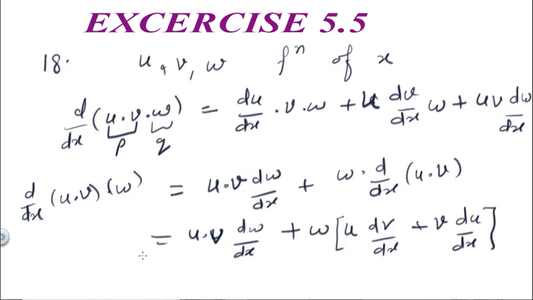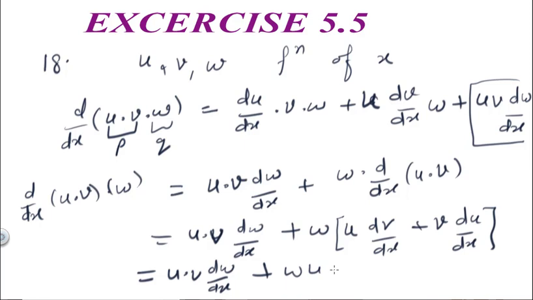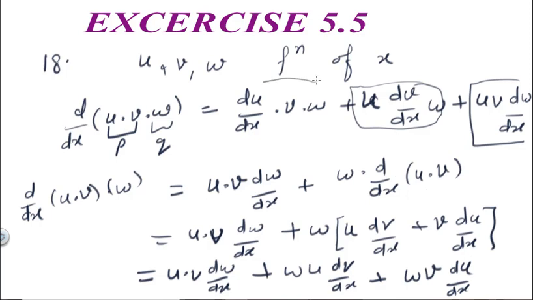Now when you multiply, you get u dot v dw by dx. You can see this is the third term in the proof that we have to give, plus w u dv by dx. You can see this is also there here, right? And the third term we have is w v du by dx, which is the first term here. So we have proved that the differentiation of u dot v dot w will be equal to this. Clear?